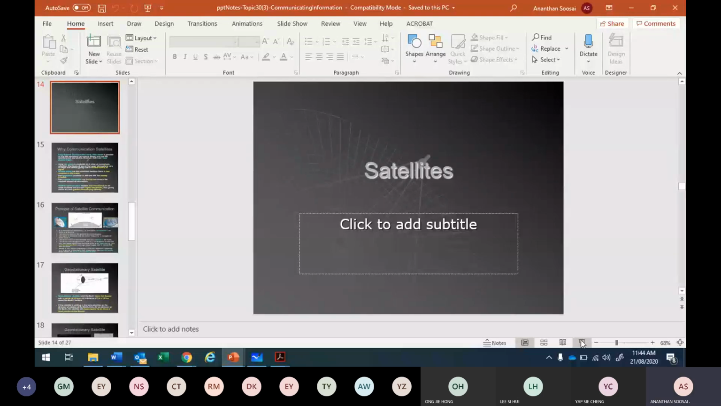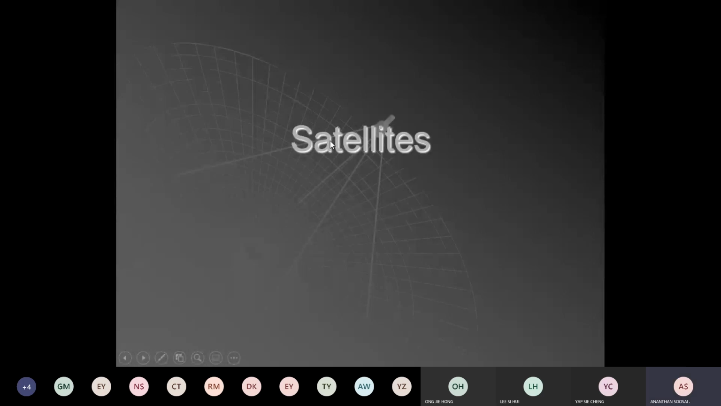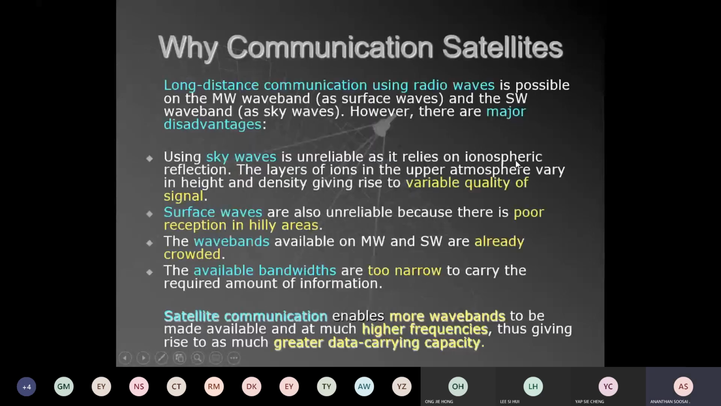Satellite. We learned under gravitation about satellites. What is a satellite? Why do we need a satellite? Why is a communication satellite required? A communication satellite is required for long distance communication using radio waves. Long distance communication with radio waves has major disadvantages.